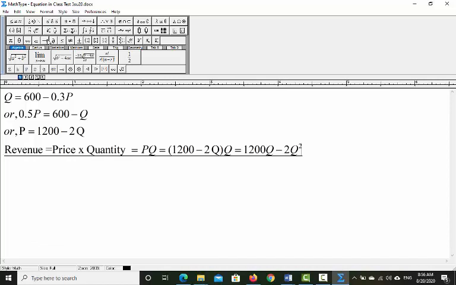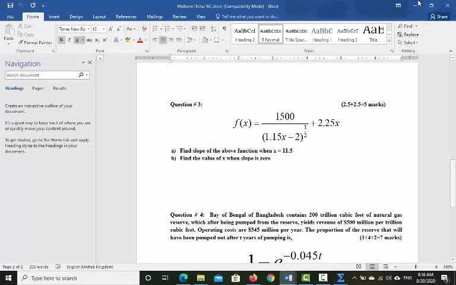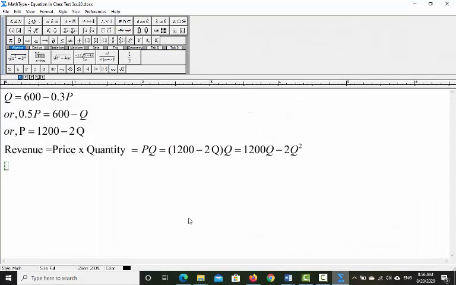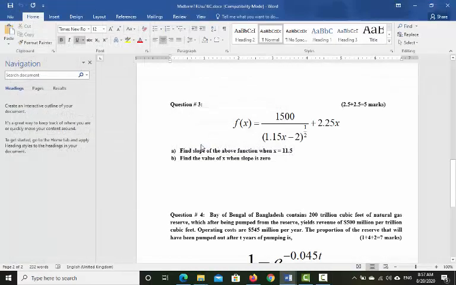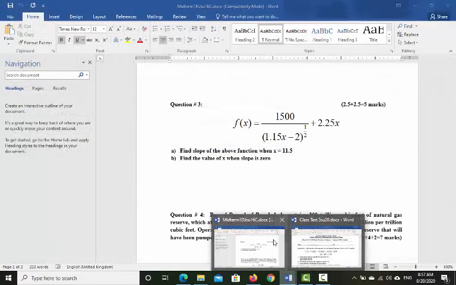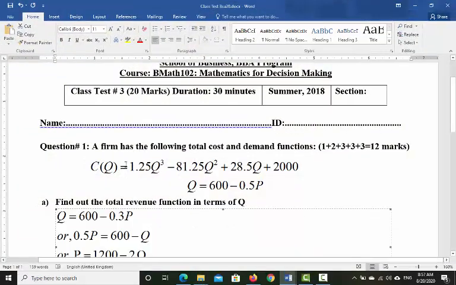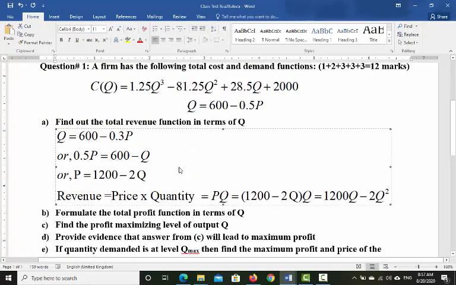1200Q minus 2Q square, right? That's the revenue function. That is the answer to the first question, so we can write the revenue function, okay?